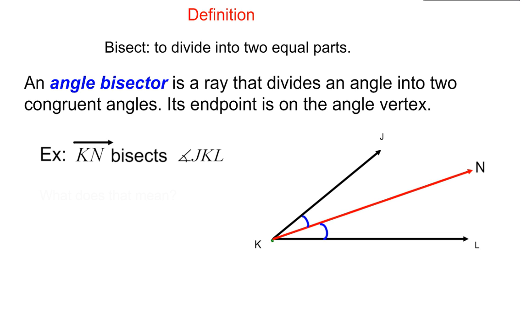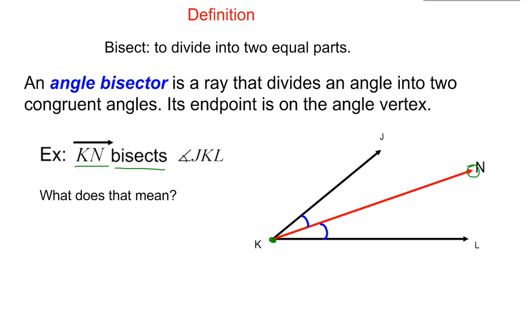So here is the endpoint, which is K. It is a ray, so it goes on forever. And ray KN bisects angle JKL. So KN, ray KN, bisects angle JKL. Okay, so what does that mean?